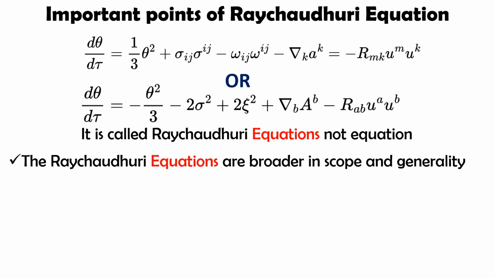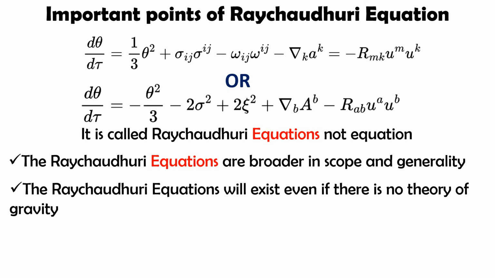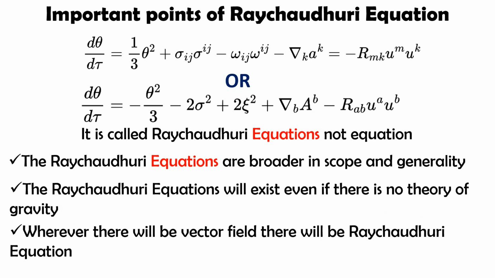Point number 2 is that the Raychaudhuri equations are broader in scope and generality. By that, what I mean is that the Raychaudhuri equations will exist even if there is no theory of gravity. And most importantly, wherever there is a vector field, wherever there is a flow, there will be a Raychaudhuri equation. That was one of the greatest contributions from an Indian scientist, and I'm just paying my tribute to this great personality, Professor Amal Kumar Raychaudhuri. So you see, it is not limited to general relativity, it is not even limited to gravity. Wherever there is a vector, I'm going to show you a little bit mathematically. If you want, please do comment on that.